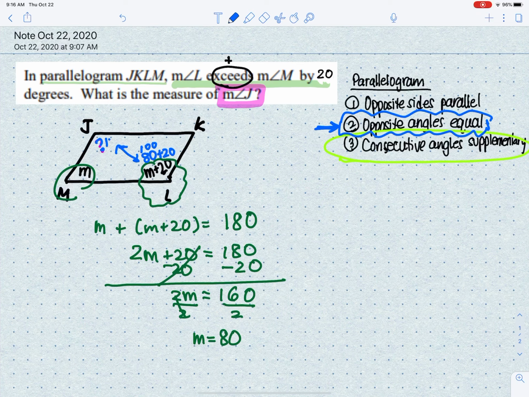So what does that mean? Angle J is 100. So that means measure of angle J equals 100 degrees.